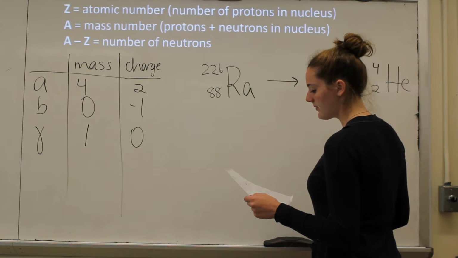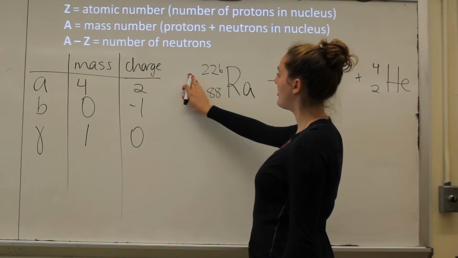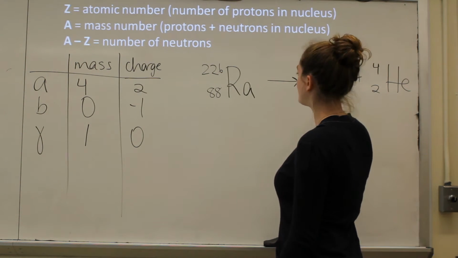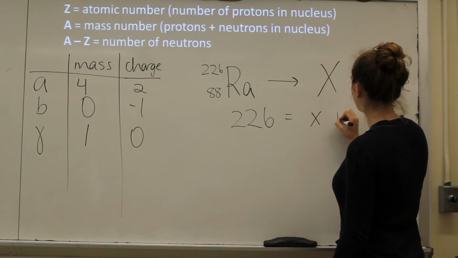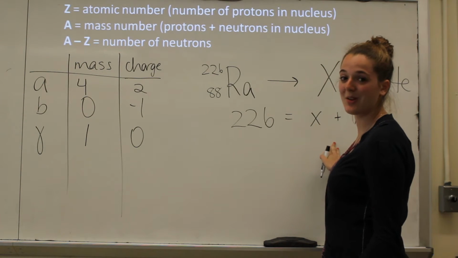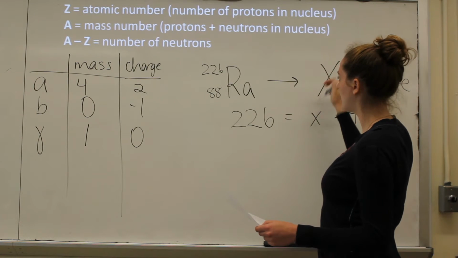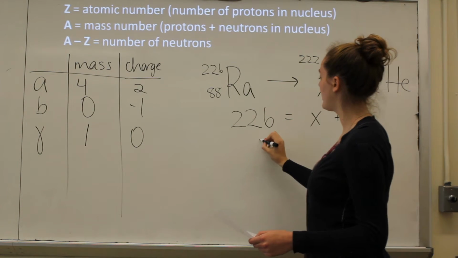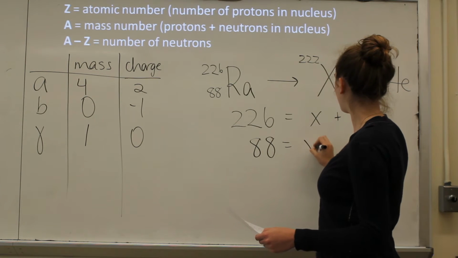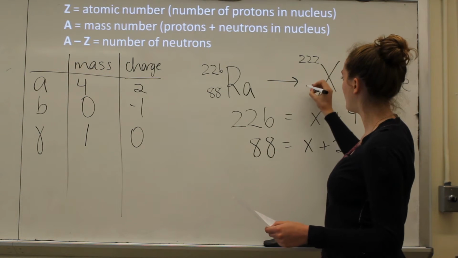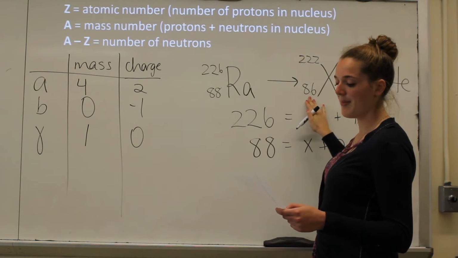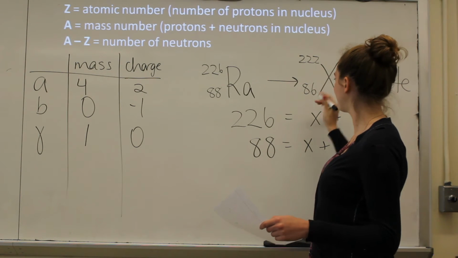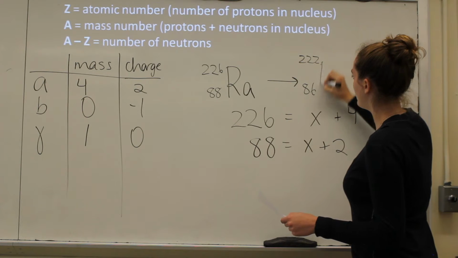So first, the sum of superscripts has to equal the sum of the superscripts. So 226 equals X, because we don't know what this is, plus 4. And then with simple arithmetic, we know that whatever this is has a mass number of 222. Similarly, 88 equals X plus 2, and whatever this is would have an atomic number of 86. So using the atomic number, we can identify this element as Rn. And there you have it.